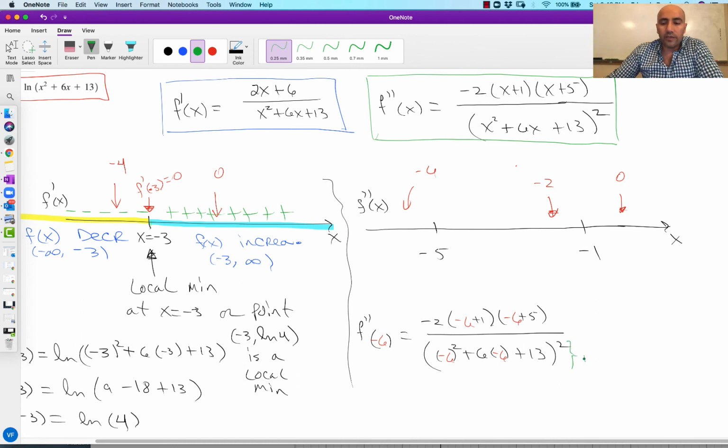It's always going to be some positive number. We've already established that it's not 0. There's no value that gives you a 0. So I just know it's going to be positive. All I have to do is think about the numerator.